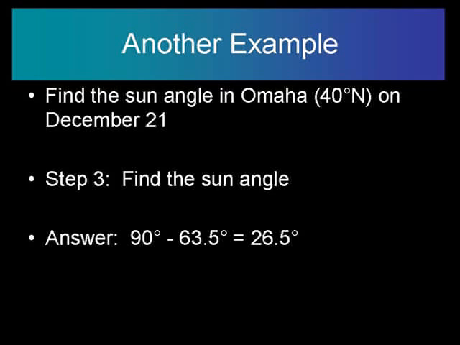Finally, Step 3, find the sun angle. It's 90 degrees minus that distance that we just computed. 90 minus 63.5 degrees is 26.5 degrees.